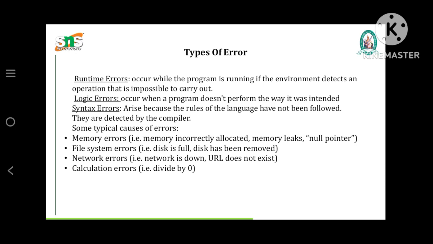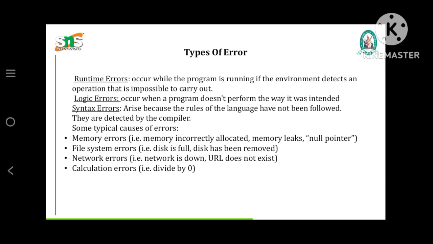There are many types of errors, like runtime errors. A runtime error occurs while the program is running if the environment detects an operation that is impossible to carry out. A logical error occurs when a program doesn't perform the way it was intended. Syntax errors arise because the rules of the language have not been followed. They are detected by the compiler.